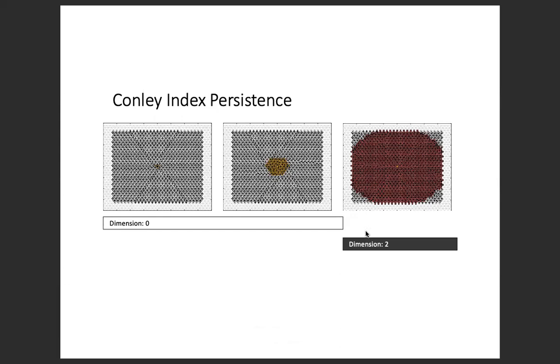We have a 0-dimensional bar that represents the presence of the attractor that lasts up until lambda equals 16. And then we have a 2-dimensional bar that represents the presence of the repelling fixed point, which lasts up to lambda as far as you want it to go.